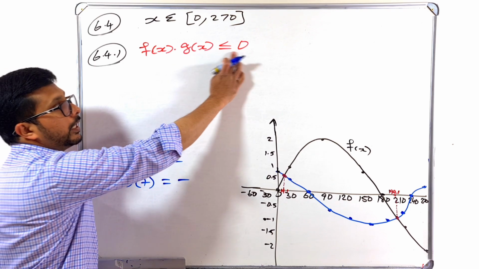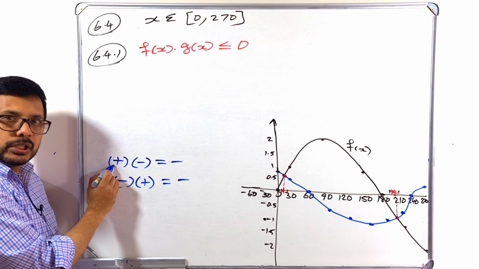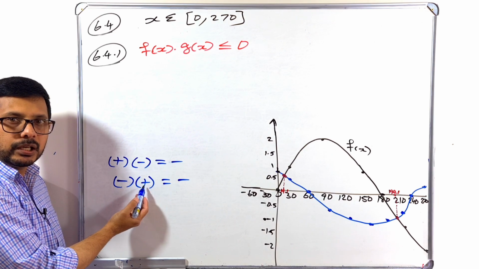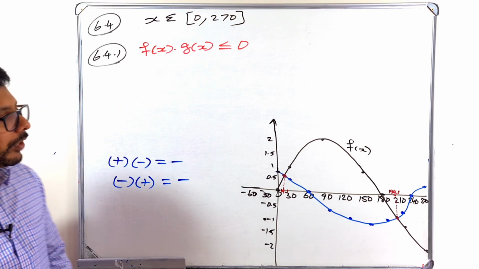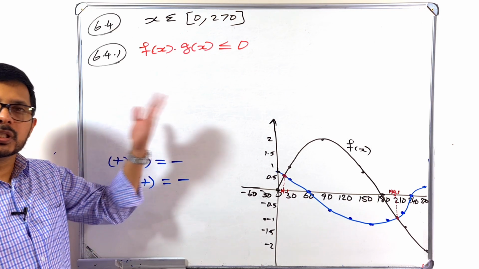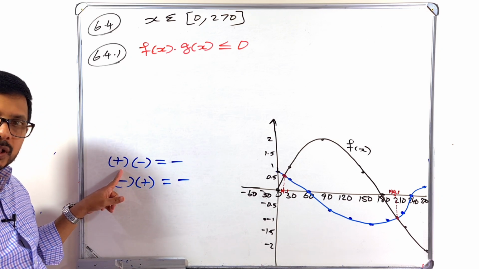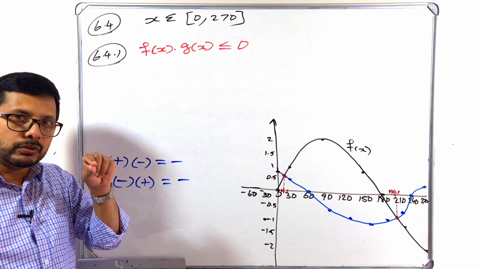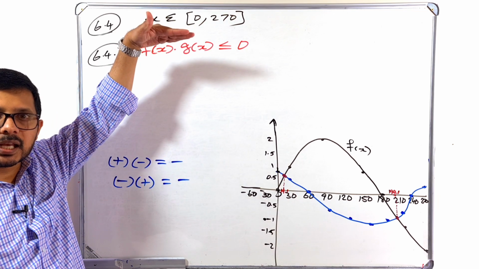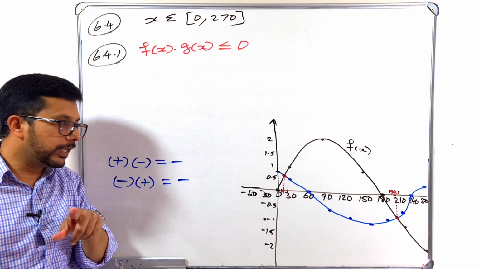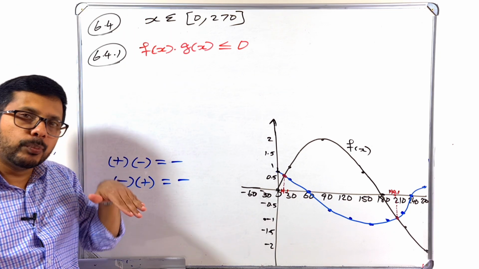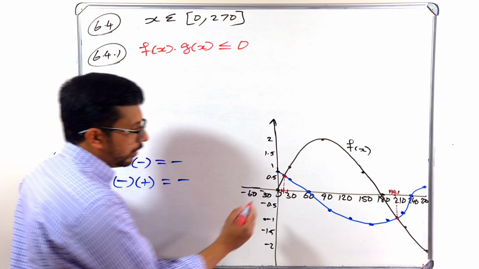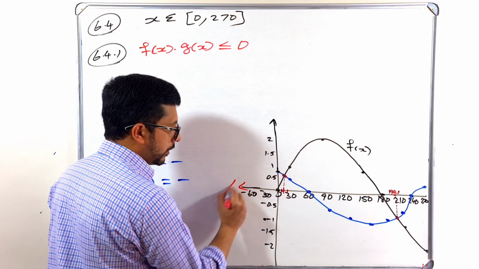So if you want a negative answer, one graph must be positive and the other graph must be negative, or the first graph is negative and the second graph is positive. Now tell me, when can you say that a graph is positive, and when can you say that a graph is negative? A graph is positive when the graph is above the x-axis. What did I say? A graph is positive when it is above the x-axis. So look at this graph of ours. Here, all of this is the x-axis. Am I right? This one is the x-axis.